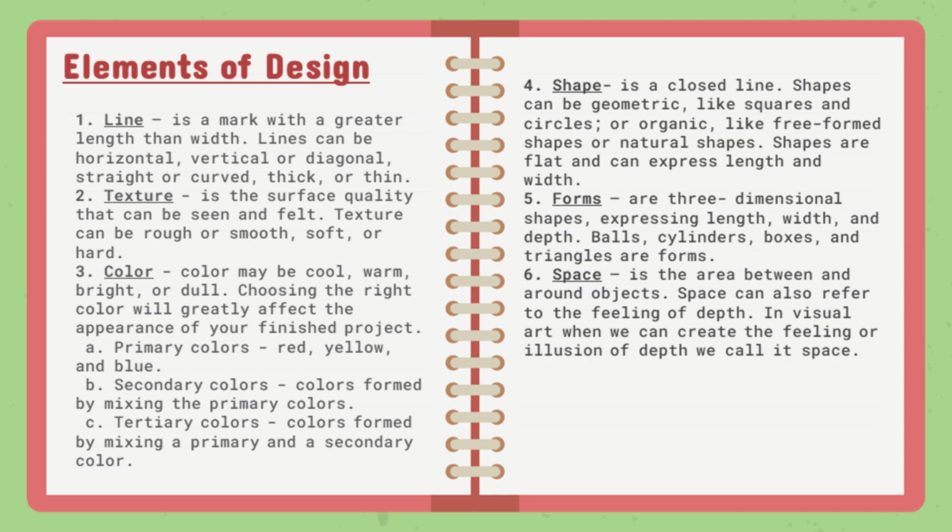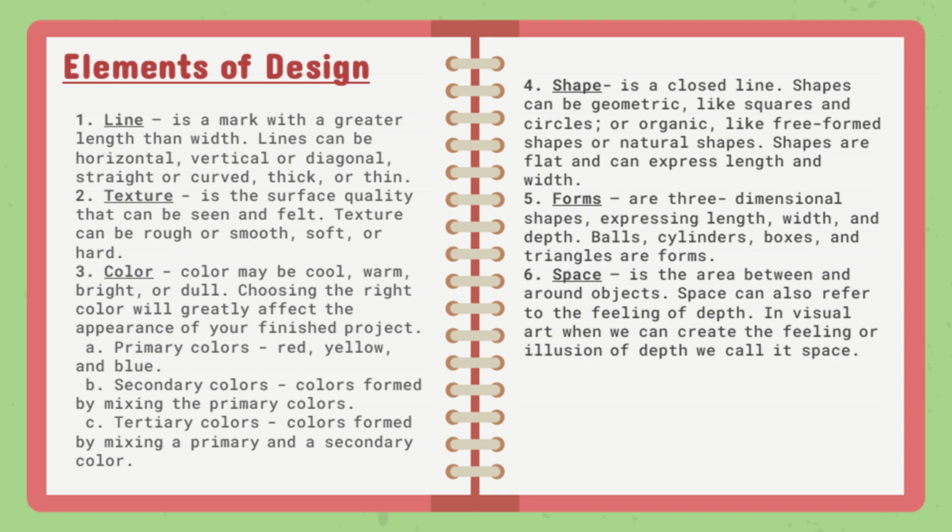Elements of design. Number 1. Line. It is a mark with a greater length than width. Lines can be horizontal, vertical, or diagonal, straight or curved, thick or thin. Number 2. Texture. It is the surface quality that can be seen and felt. Texture can be rough or smooth, soft or hard.